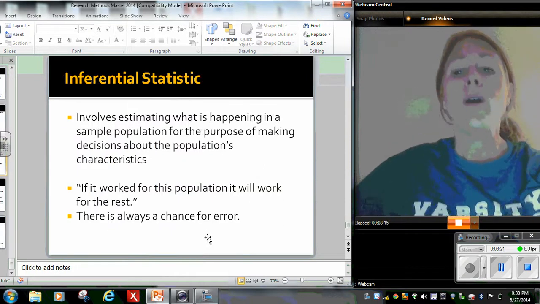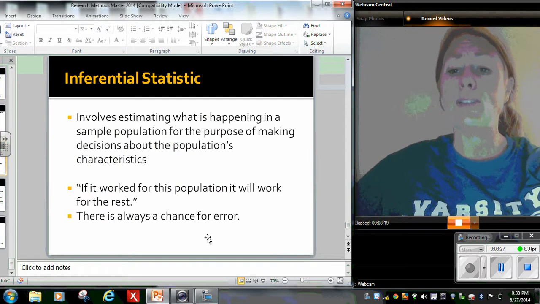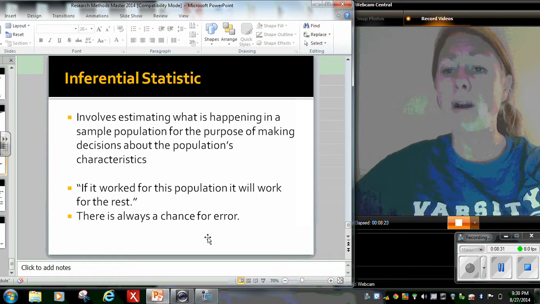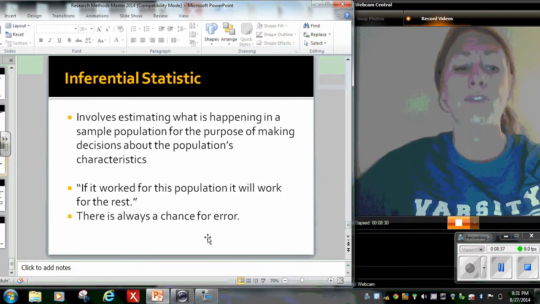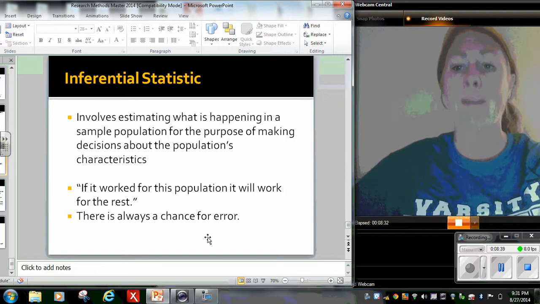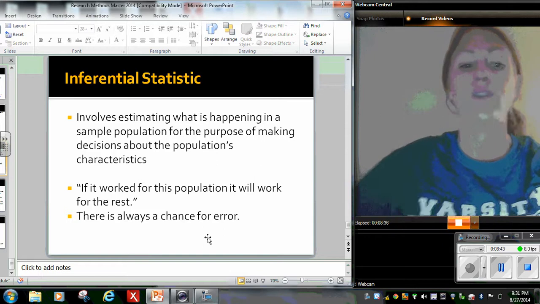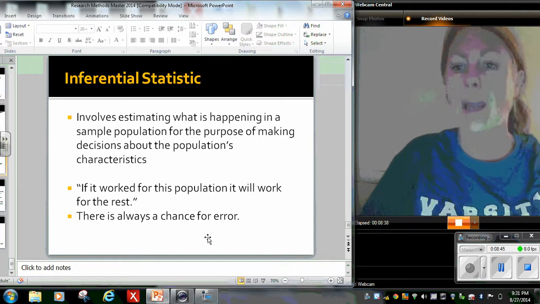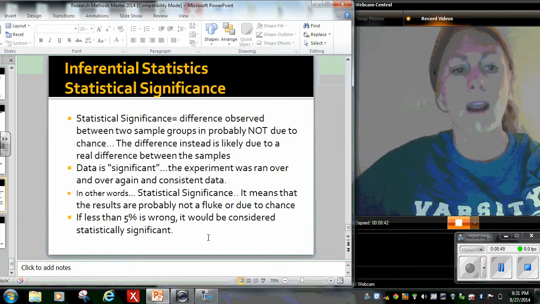Right. Moving on now to inferential statistics. Inferential statistics is different from descriptive statistics because descriptive statistics is looking at that number. Inferential now involves estimating what is happening in the same population for the purpose of making decisions about that population. So once you get the data back, now you can start kind of assuming if it worked for that population, it might work for the rest. Okay? However, there's always chance of error.